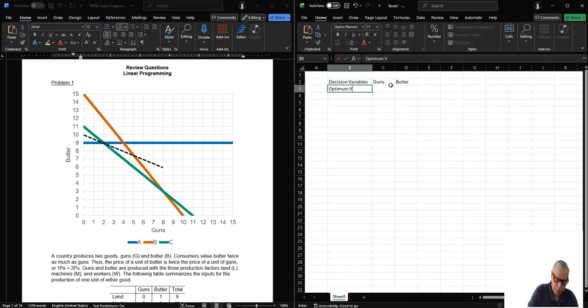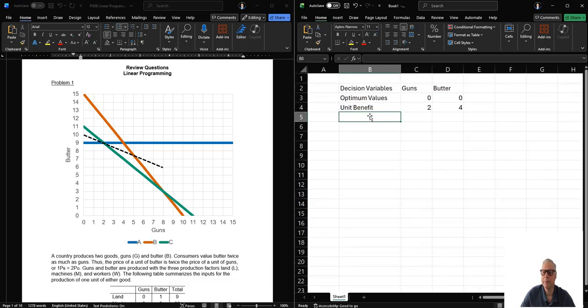Okay, so then we have the optimum values. That is what Excel will decide. And then we need what we call unit profit or unit social benefit. Call it unit benefit to society maybe. And we said that butter is twice as valuable. So we put in here 2 and 4. And for these cells that Excel will choose, I just put in a 0. And let me make that a little bit bigger.